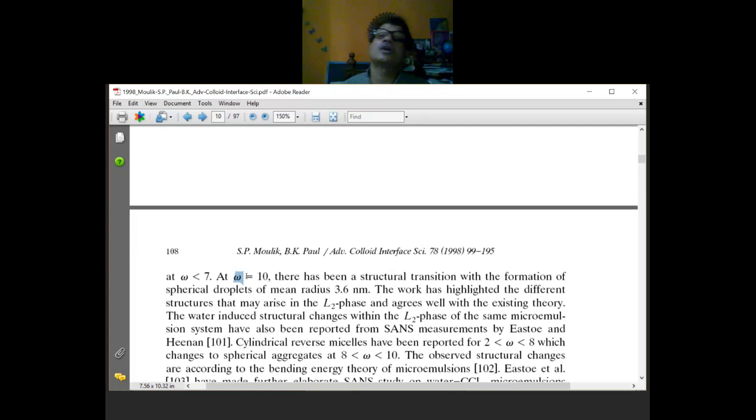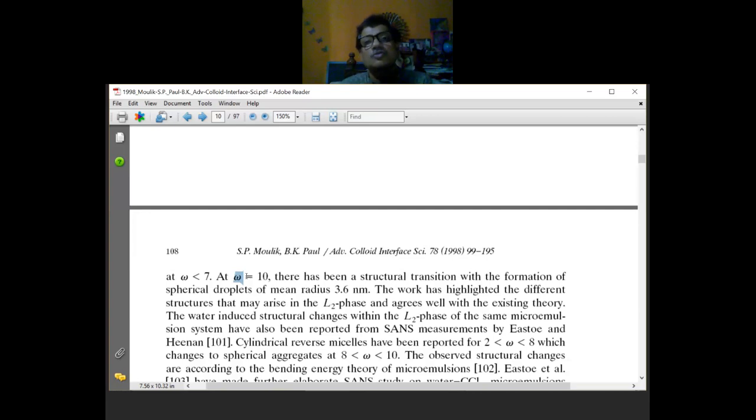If you could recall, in the semester when we discussed the synthesis of nanoparticles using water in oil microemulsion, we defined the size of the water pool with the term omega. I said the higher the omega value, the bigger the size of the water pool. How? Omega is the molar ratio, the ratio of the number of moles of water to surfactant.